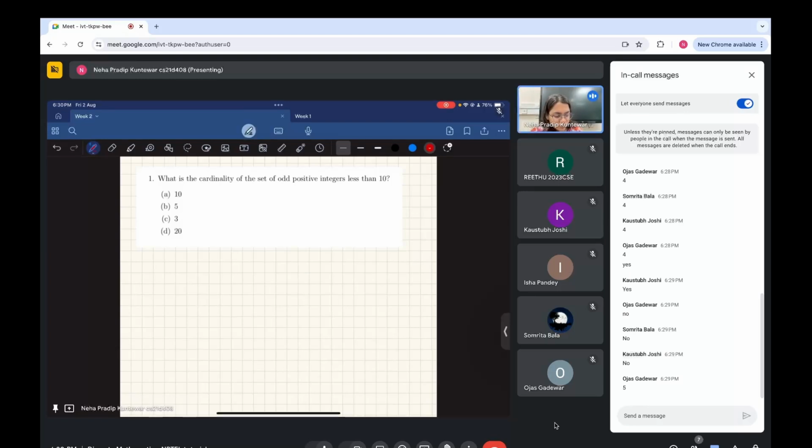Okay, I see some answers in the chat. My first question, even before we find the cardinality, is how do we write this set? Whether it's a set builder form or it's a list method, how do you write this set?